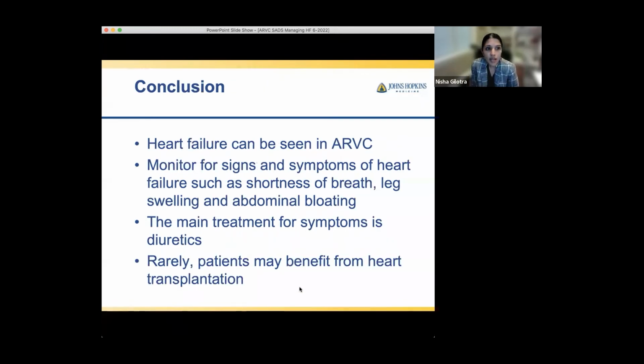So in conclusion, heart failure can be seen in ARVC. Monitor for signs and symptoms such as shortness of breath, leg swelling, and abdominal bloating. The main treatment for symptoms is diuretics. And though I spent a significant portion of the talk talking about heart transplant, it is very rare. Very rarely patients can benefit from evaluation and need for heart transplantation.